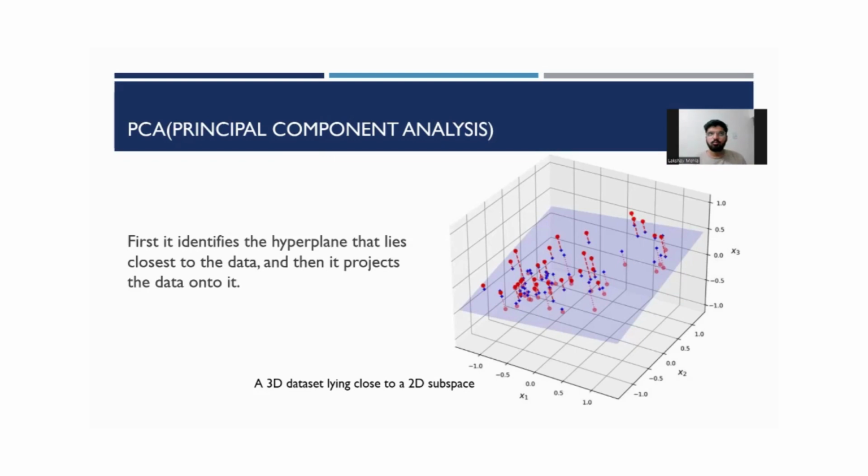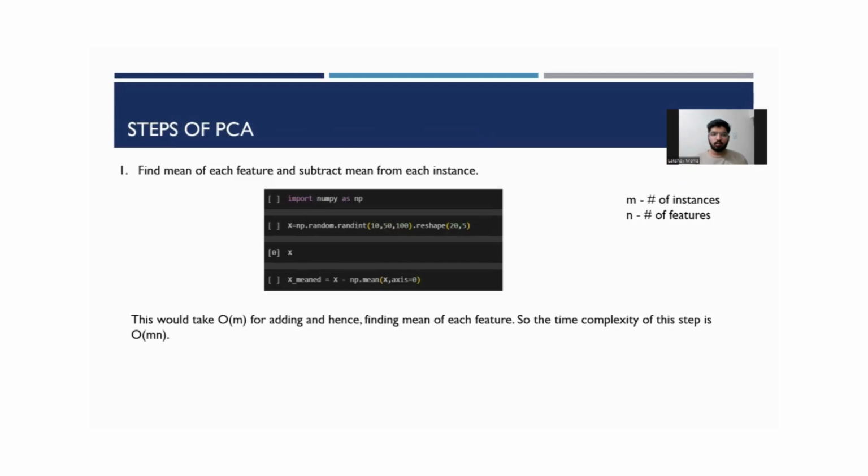Now we have to find out its computational time complexity. Let's compute its complexity step by step. Let's start. First of all, we are assuming that we have m number of instances and n number of features. The first step is to find the mean of each feature and subtract the mean from each instance. Okay, we have a code for it. Let me run this and I'll tell you how to do it.